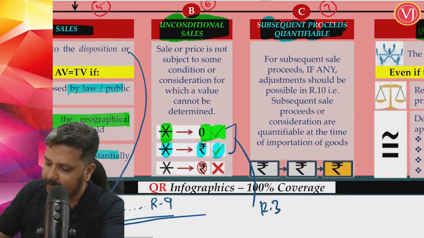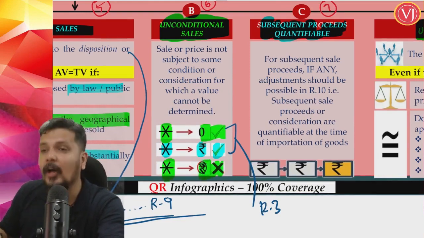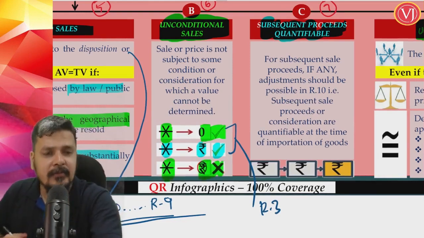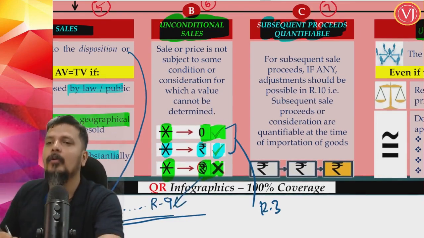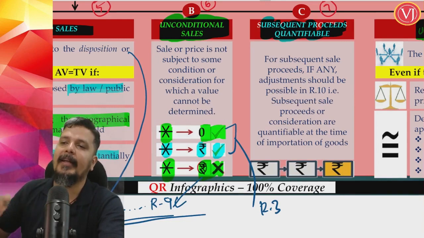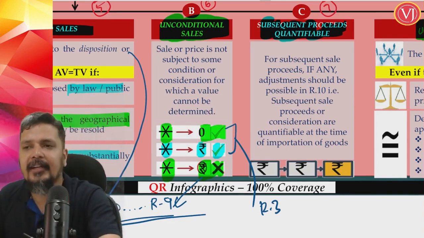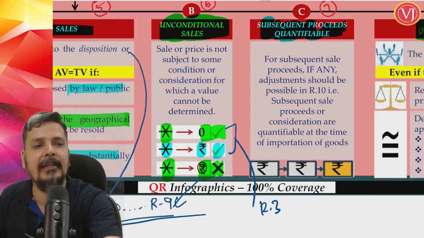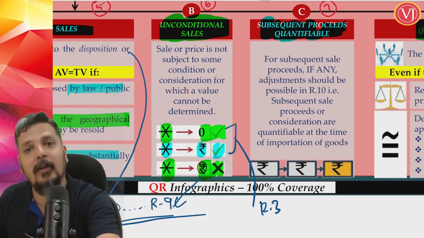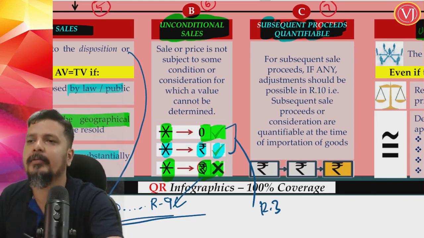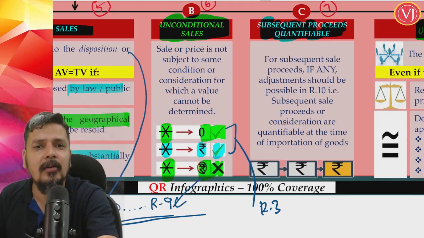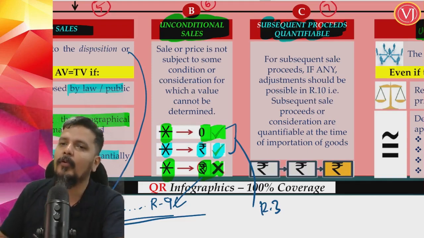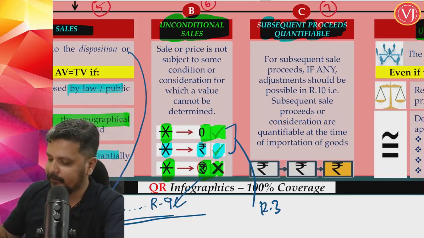Then what is the problem? If at all there is a condition for which you are not able to find out the value, only in that case, go to rule 4, 5, 7, 8, 9 in that sequence. Having a condition is not a problem. If the condition value is 0, nothing to worry, be in rule 3. If the condition value is some value, but you are able to quantify it, be in rule 3. If there is a condition which you are not able to quantify, then go to rule 4, 5, 7, 8, 9.